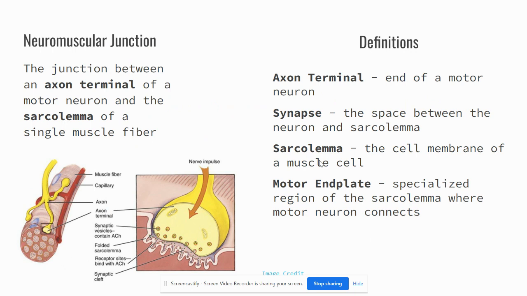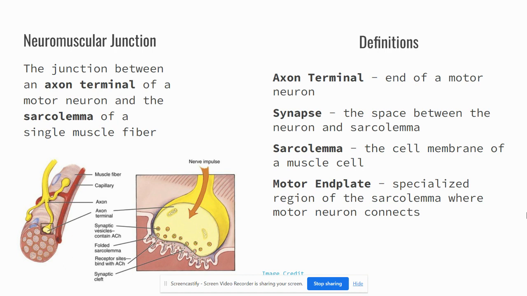Before we begin diving into what is occurring, I think it's a good idea to have a couple of definitions. The first one is the neuromuscular junction itself, which is the junction between an axon terminal of a motor neuron and the sarcolemma of a single muscle fiber. So here we have a muscle fiber. We have these axon terminals right here connected to the end plates of this muscle fiber. And then here we have our synapse. So here we have the sarcoplasm of our muscle fiber and our presynaptic neuron.